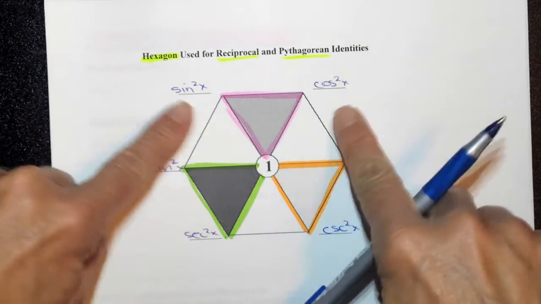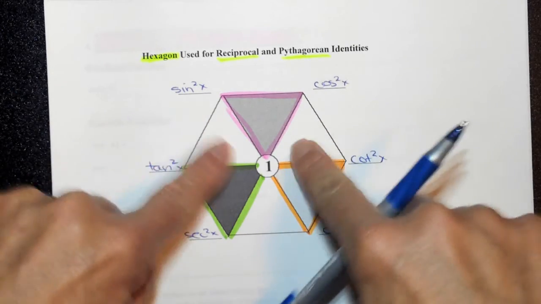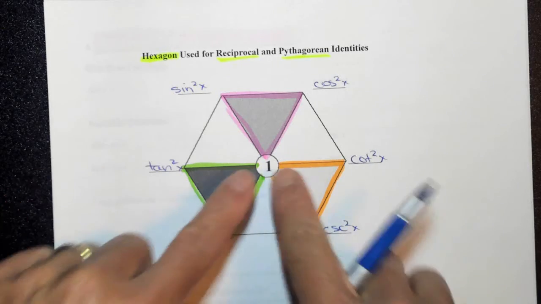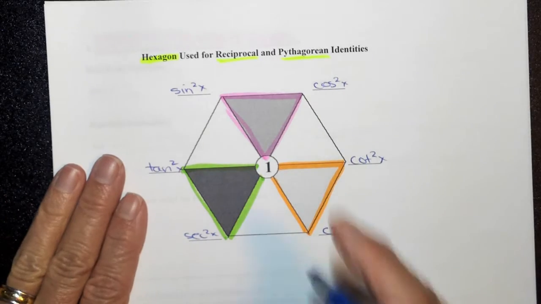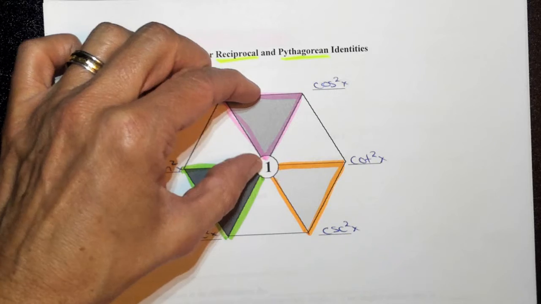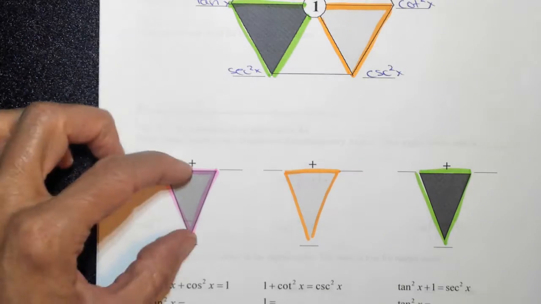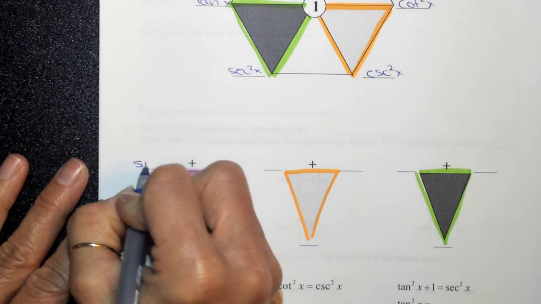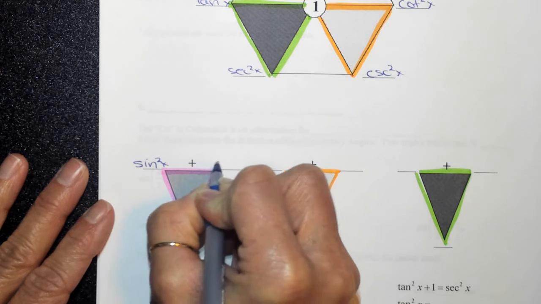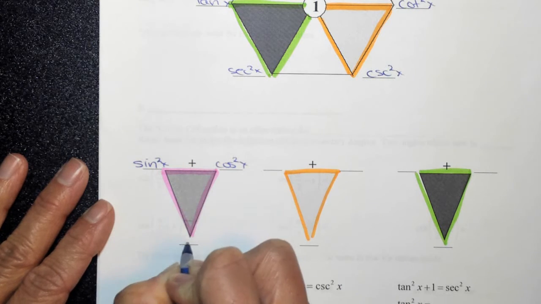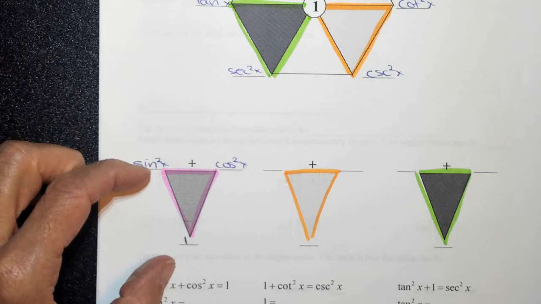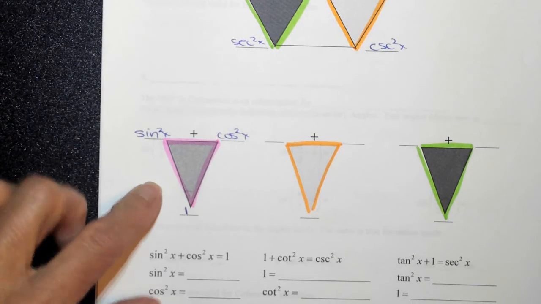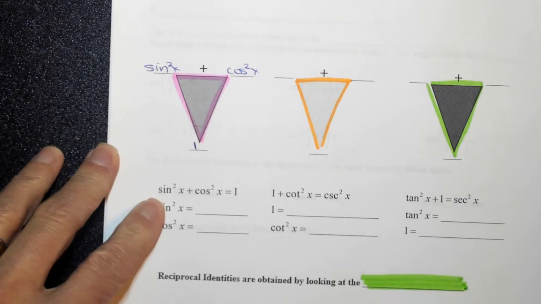So you notice these right here, these lines, the white triangles basically do not exist. The ones that I've highlighted are the ones that exist, and we have a 1 in the middle. So I took this pink triangle out, and I brought it down here. So we have sine squared of x plus the cosine squared of x is equal to 1. So this is our first Pythagorean identity, and it's the main one. So here's what we have.